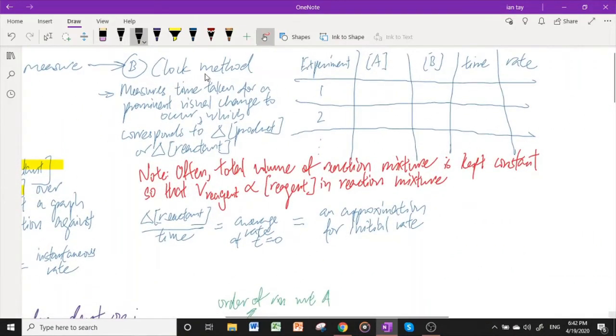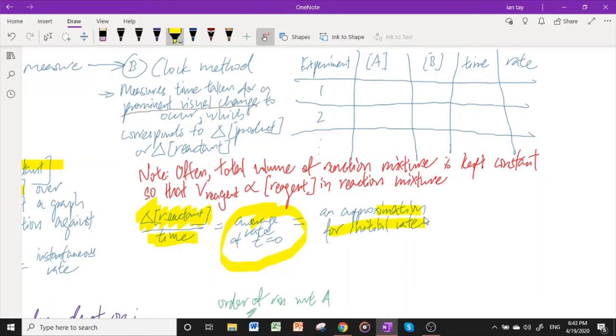The second method is the clock method, which measures the time taken for a prominent visual change. So the key observation here is a prominent visual change occurring, which corresponds to a certain fixed change in the concentration of the product, or a fixed decrease in the concentration of the reactant. So this fixed change in concentration of the reactant, when divided by the time that has elapsed, will yield the average rate at t equals 0, which is an approximation for initial rate.